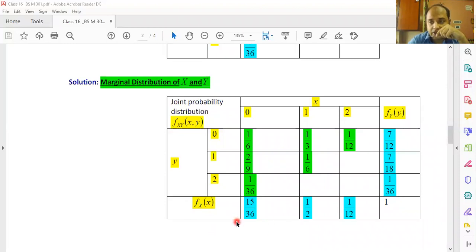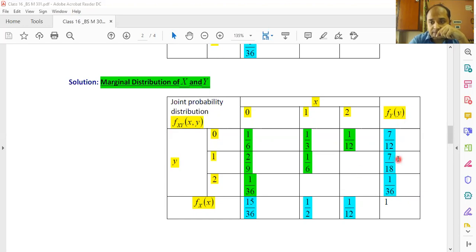Similarly, to calculate the marginal probability of capital X, I'm taking the sum of this column and that column, and you are getting respectively the values 15 by 36, half, and 1 by 12. Now, just like my previous example, if you add these three figures, you will get 1. Total marginal probability of y is always supposed to be 1, and total marginal probability of x is always supposed to be 1. So 1 is being obtained over here, which indicates that my chart is complete.